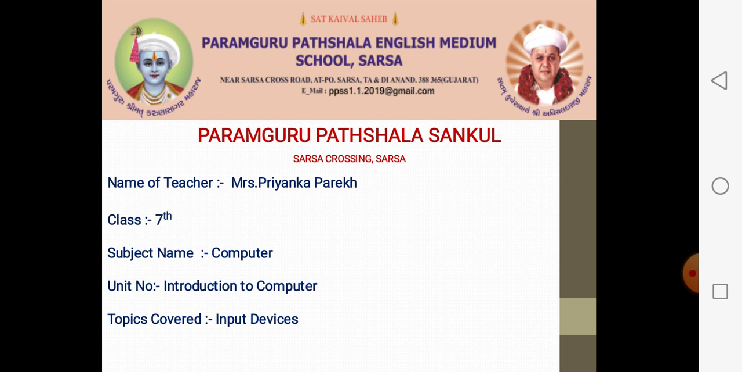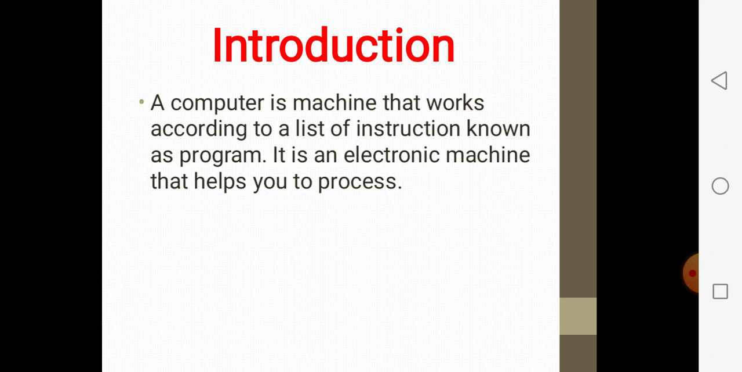Today we are going to learn in standard 7th computer, unit number first, introduction to computer, and the topic covered is input devices. So let's start from the introduction. A computer is a machine that works according to a list of instructions known as a program. It is an electronic machine that helps you process. So a computer is one kind of electronic device. It works on electricity. It also works on the IPO system, meaning input, process, output.